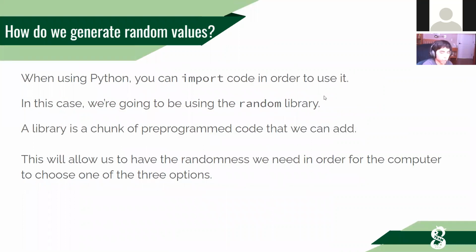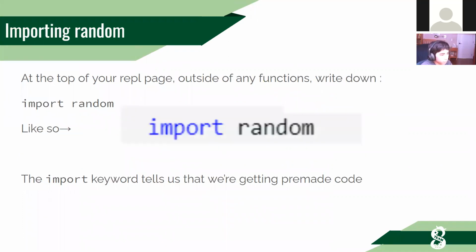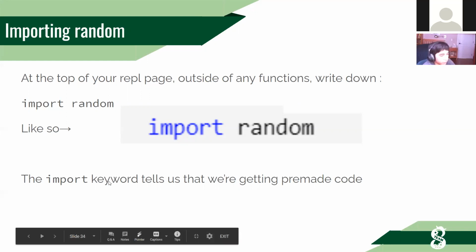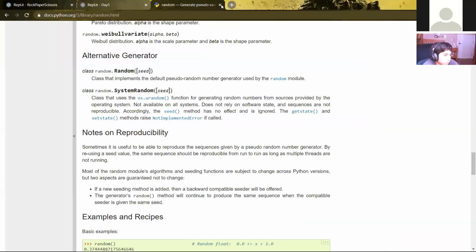So sorry, first we're going to type in import random. And we're going to use this to generate the rock, the paper, the scissors that the computer is going to create. So at the top of your REPL page, outside any functions, write down import random. And it should look like that. And this is a code along, so please open up your IDEs, start typing in what I type in. Okay, so type in import random. That tells us we're getting pre-made code.